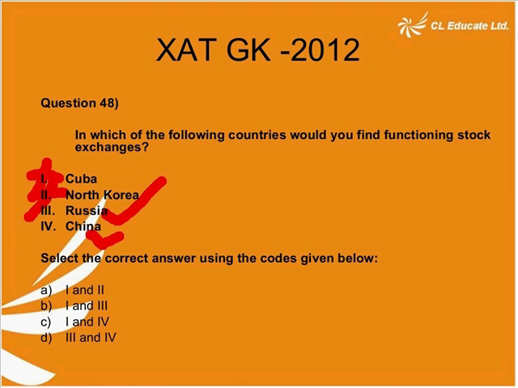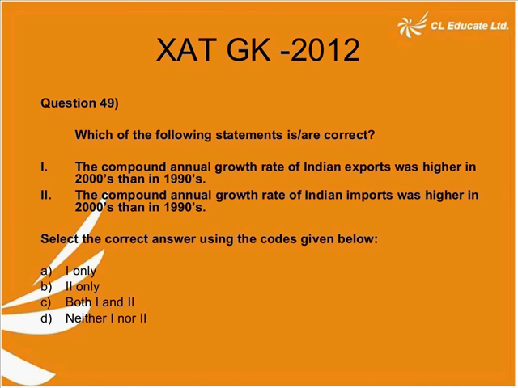Question number 49. Which of the following statements is or are correct? The compound annual growth of Indian exports was higher in 2000s than in 1990s. The compound annual growth of Indian imports was higher in 2000s than in 1990s. Which of the above are correct? It's an easy question, very easy question.